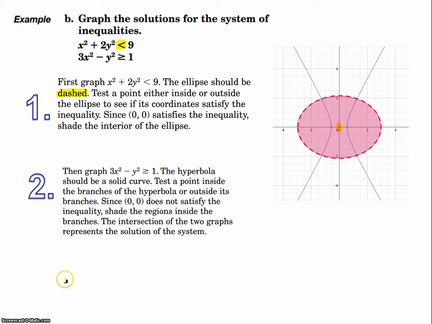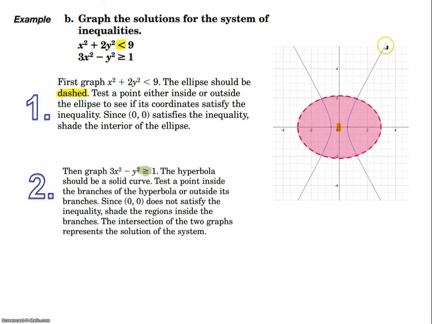Okay, the next thing we're going to do is look at the graph of 3x squared minus y squared is greater than or equal to 1. This is a hyperbola. And it's greater than or equal to, so we know that our hyperbola is going to have solid lines. Okay, and we can test a point inside or outside the branches of the hyperbola. Okay, and we can go back, we can test the origin. In this case, the origin does not work.